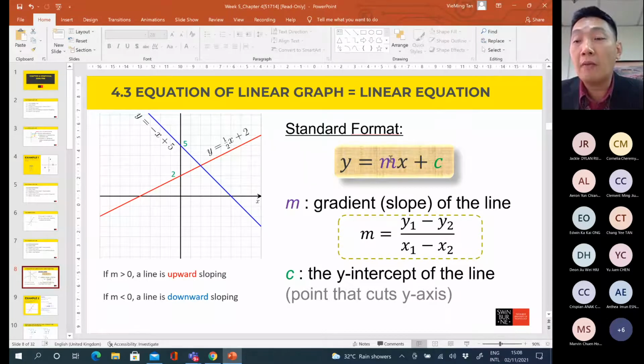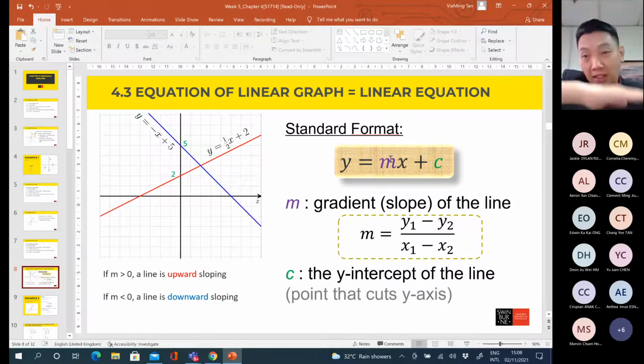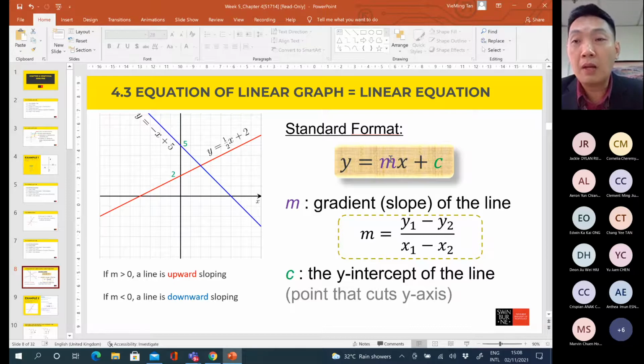So the greater the m value, the higher the slope. That means it's steeper. If the line is flatter, that means the m is lower. If it is very steep, that means the m value is very high. So m indicates the slope or gradient of a line.